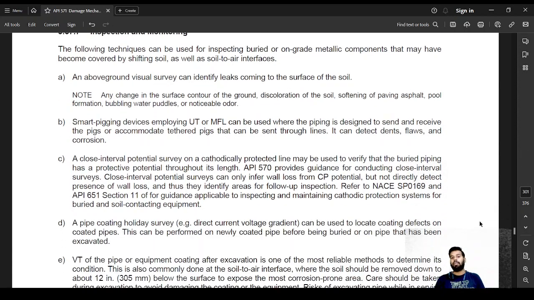Inspection and monitoring: the following techniques can be used for inspecting buried pipe or on-grade metallic components that may have become covered by shifting soil, as well as soil to air interfaces. Aboveground visual survey can identify leaks coming to the surface of the soil. Smart pigging devices employing UT or MFL can be used where piping is designed to send and receive the pigs or accommodate tethered pigs that can be sent through the line. So pigs are basically devices that can move forward and backwards. You can push them, you can take them back.